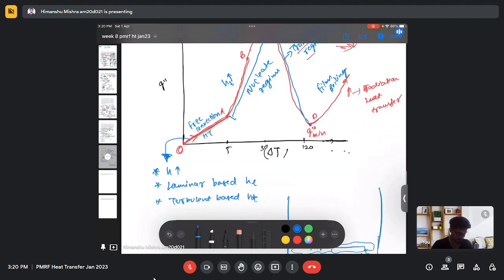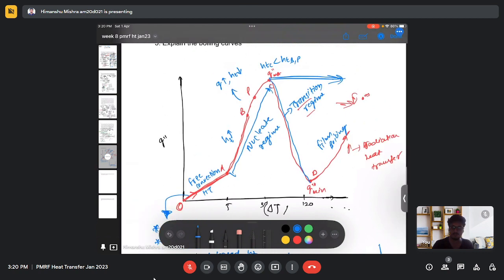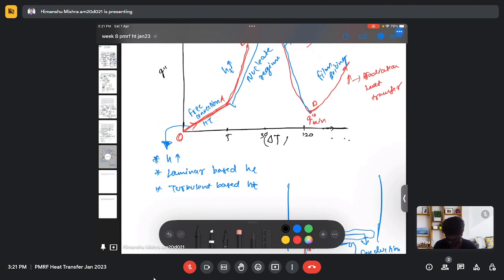So this is the rough sketch of the boiling curve, or just a revision of the boiling curve. It helps us to understand and solve the various problems related to the boiling region. So any questions on this? If not, then let's move to the next question.